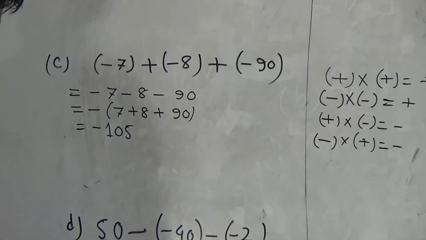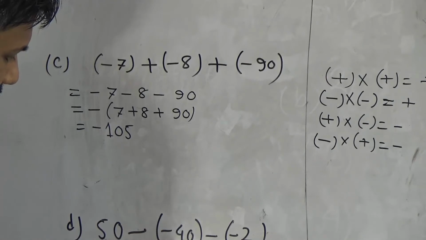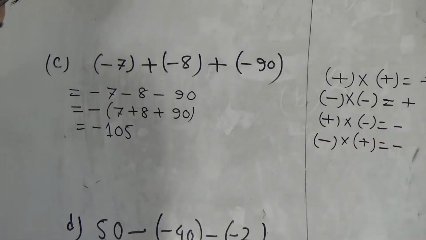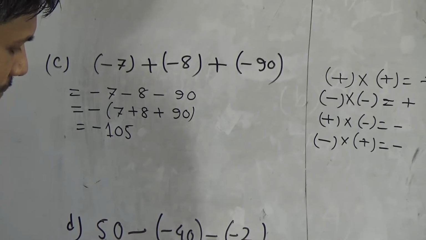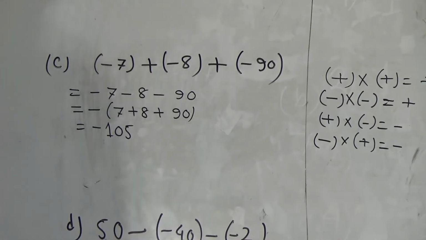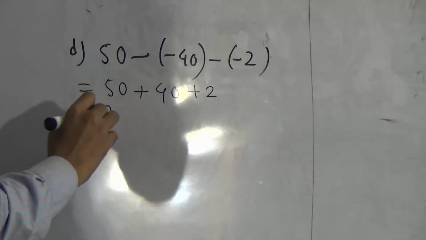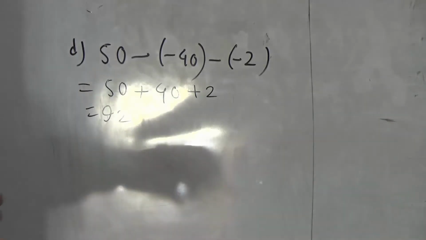Look, this is minus 50, minus and this minus plus. Okay student, you see the formula, minus and minus is equal to plus. So minus and minus plus 40. These minus and these minus plus 2. Now all are positive, so 50 plus 40, 90, 90 plus 2, 92. Okay student, this is the result.